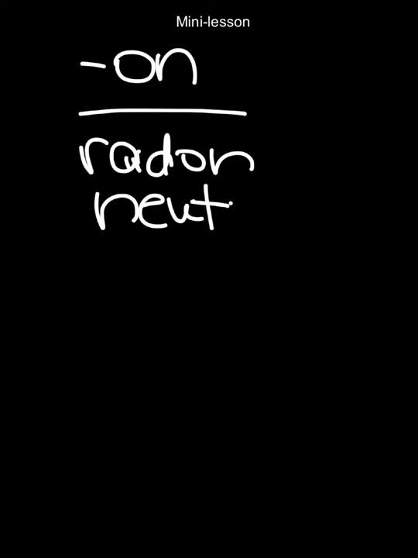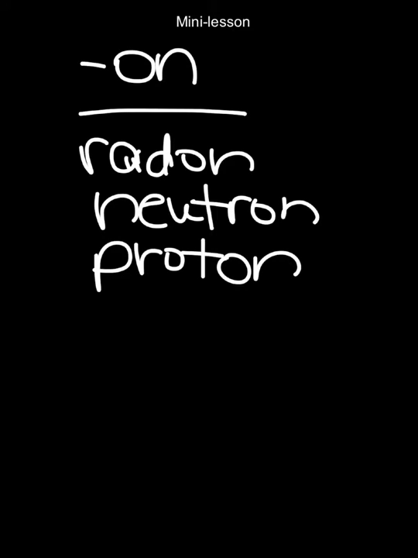Words like radon, radon. Or, oh, that's supposed to be part of an A. Or maybe you see it like as a neutron. Or maybe the word proton. Notice that on is always in there, O-N. The suffix on actually means literally a thing. Okay, a thing.